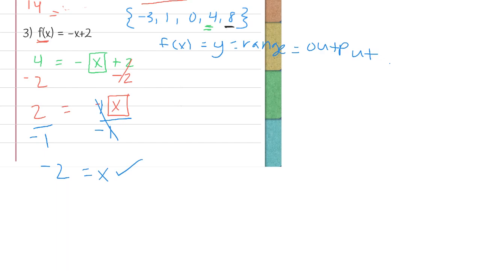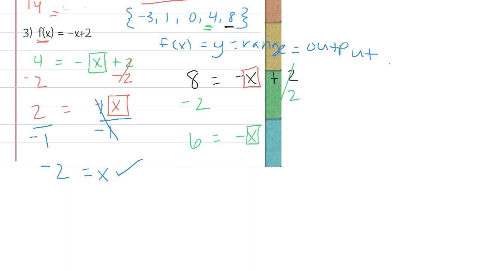Now, let's do the same thing for number 8. Again, I'm not going to write down f of x. I'm going to write down what my y value is, because my y value is the same thing as f of x, or the output. So I'm going to do 8 is equal to negative x plus 2. Put a box around your x because that's what we're solving for, and that is what's not going to be moved. So now I do the opposite of positive 2, and that's negative 2. 8 minus 2 is just going to be 6, and I have my negative x.